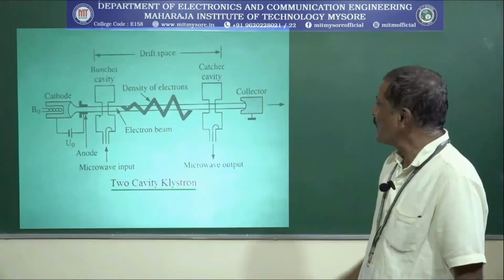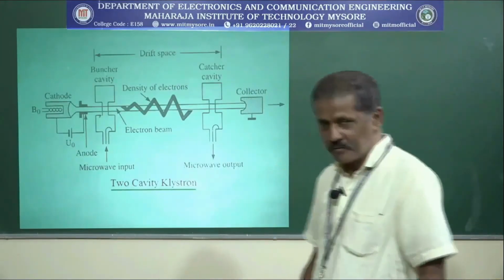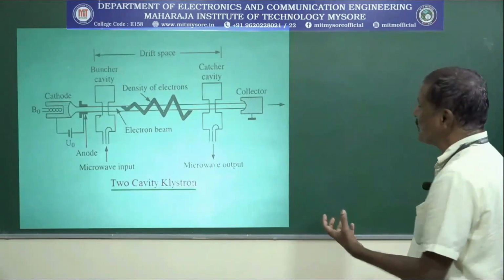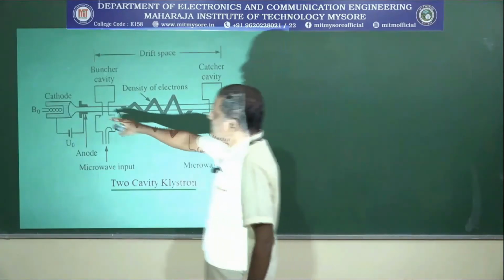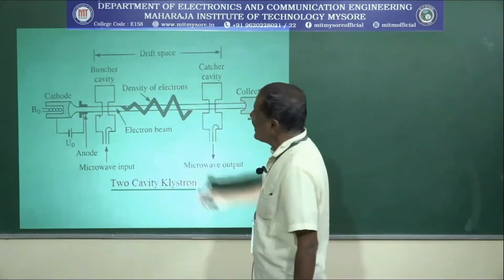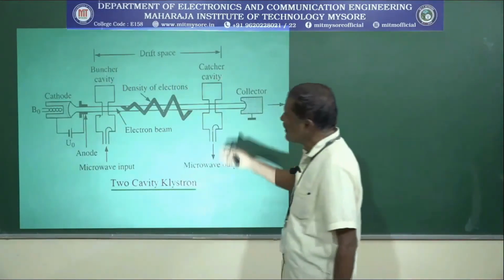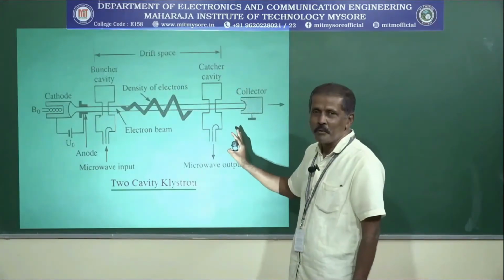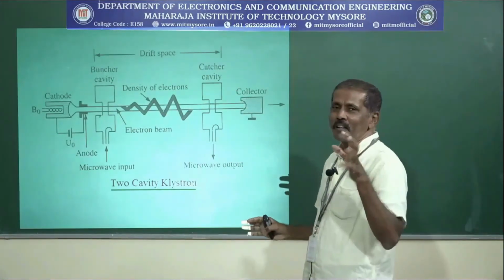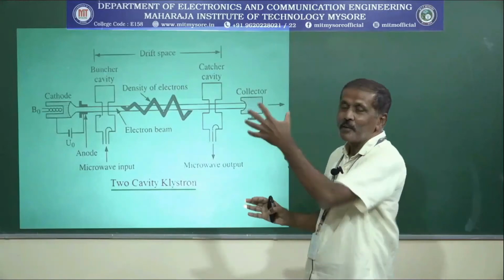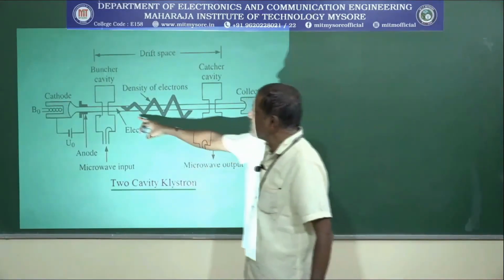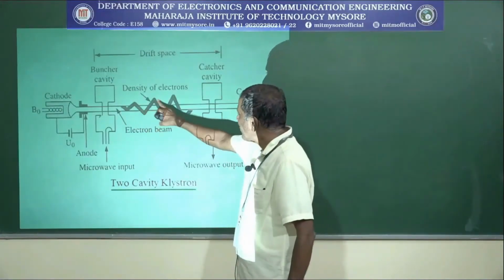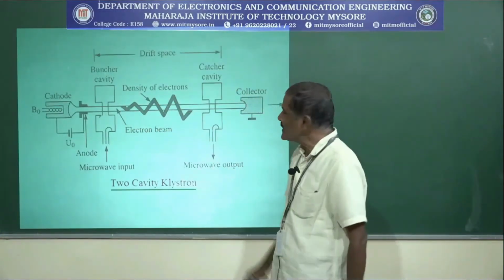Okay. Now this is just one more illustration of how that amplification will take place. You see here, this is the cathode that emits the electrons, and this is the buncher and the catcher cavity. These are all the diagrams. What I am showing you is in order to have a better understanding of how this particular two cavity klystron works.